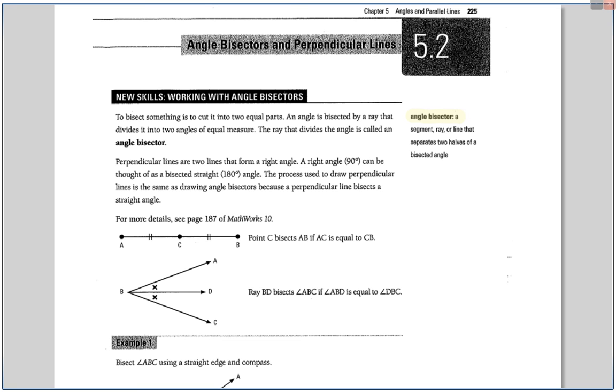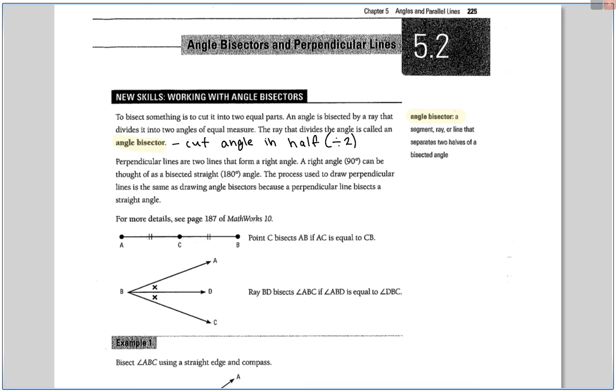In order to do that properly, you're supposed to use a compass. We're not making that mandatory for this. So basically all you need to know is that a bisector cuts an angle in half. Okay, so bisector, cut angle in half. So in other words, you're just dividing by 2.